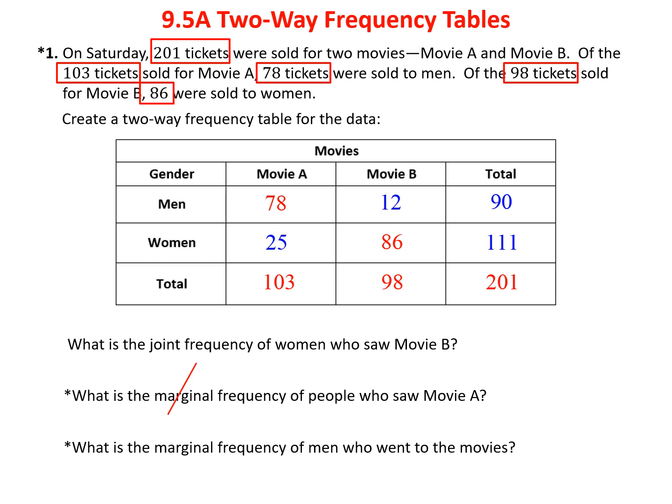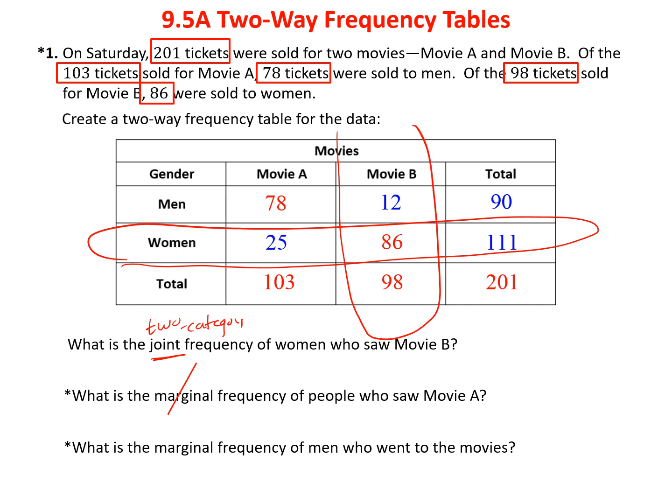What's the joint frequency? Again, joint means two-way, two categories. So which one is women who saw B? They had to be a woman who saw movie B. There's my answer. Women who saw movie B would be 86. What's the marginal frequency? Now again, this is just one category. So it's just asking me, what was the total number of people who saw movie A? Well, that's going to be the total of column A. Movie A total was 103.